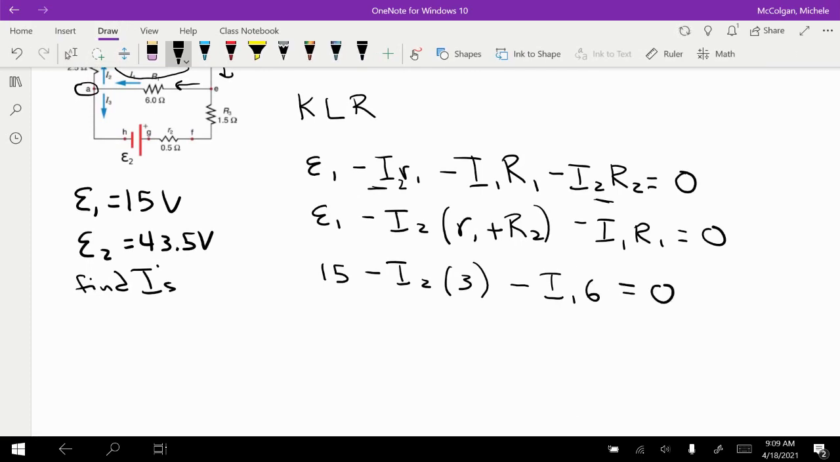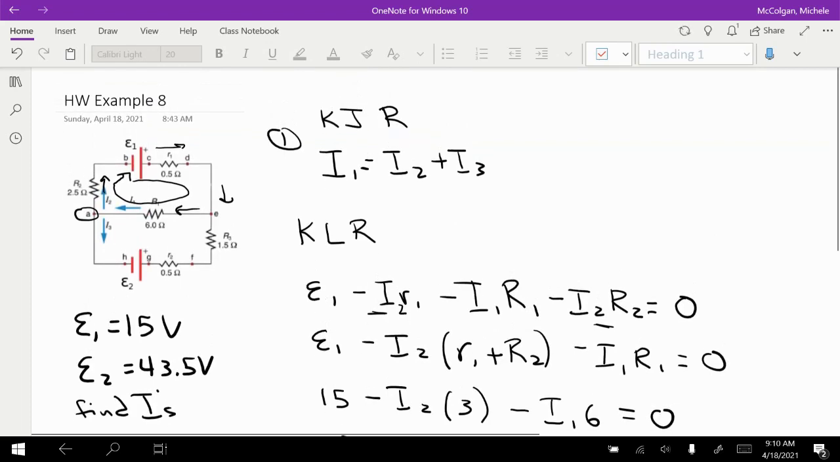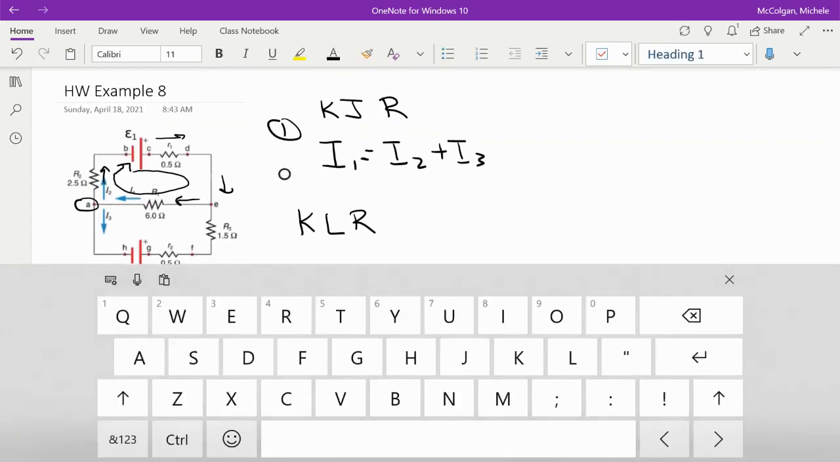6 equals 0. And I'm just going to now rewrite this one more time. So I'm going to say 15 minus 3I2 minus 6I1 equals 0. And that's going to be my second equation. So I'm labeling them, right? I labeled the first one 1 up here. That's going to be my first equation right there.